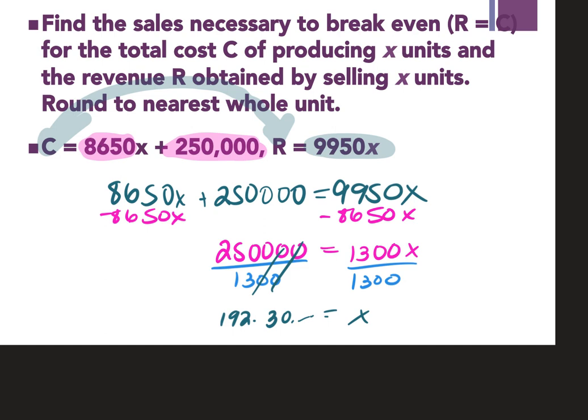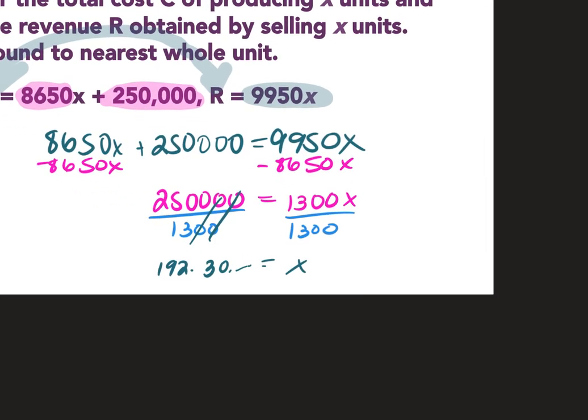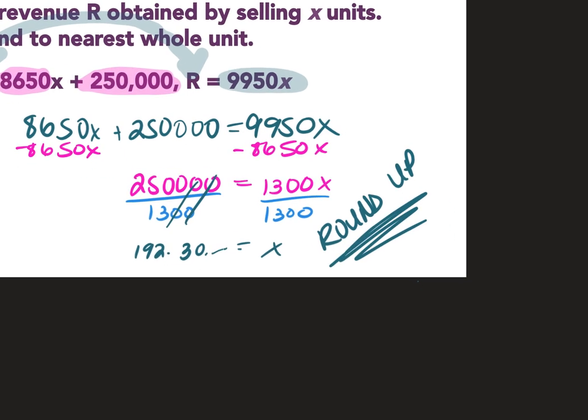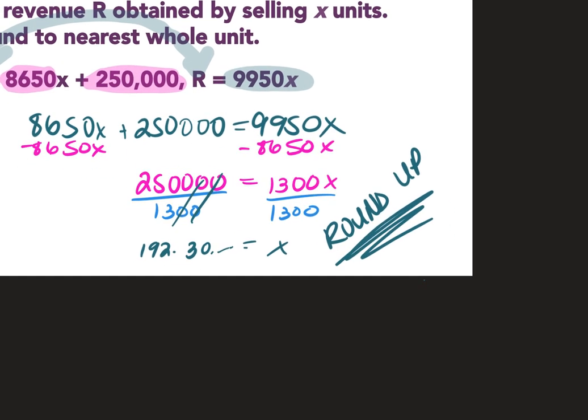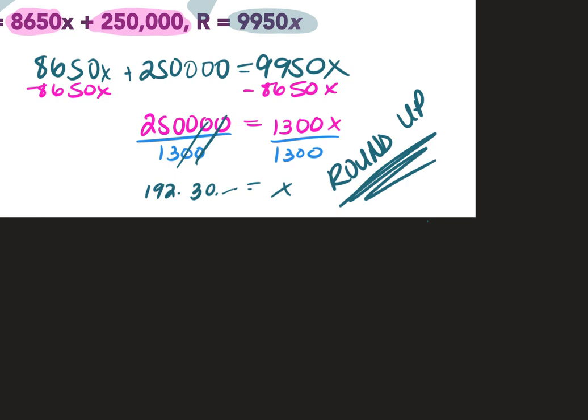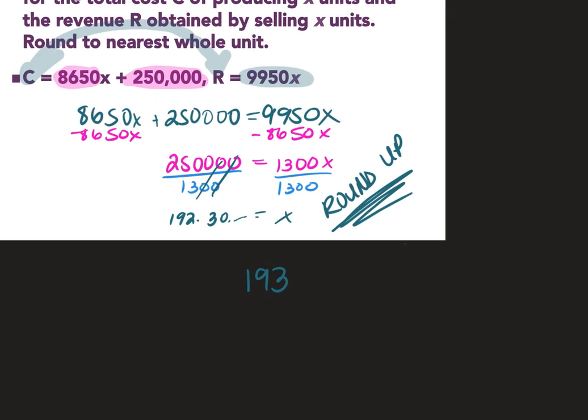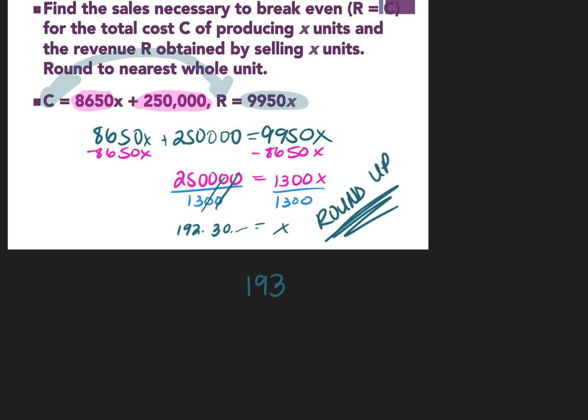Even if it was like 192.09, you still have to round it up because you always have to sell enough to then go more, right? So if I round down, I'm in the negative. I have to round these up, unless you can sell partial of something, which most items you cannot. So this is going to be 193. However, whatever the items are, that's how many units you need to sell.